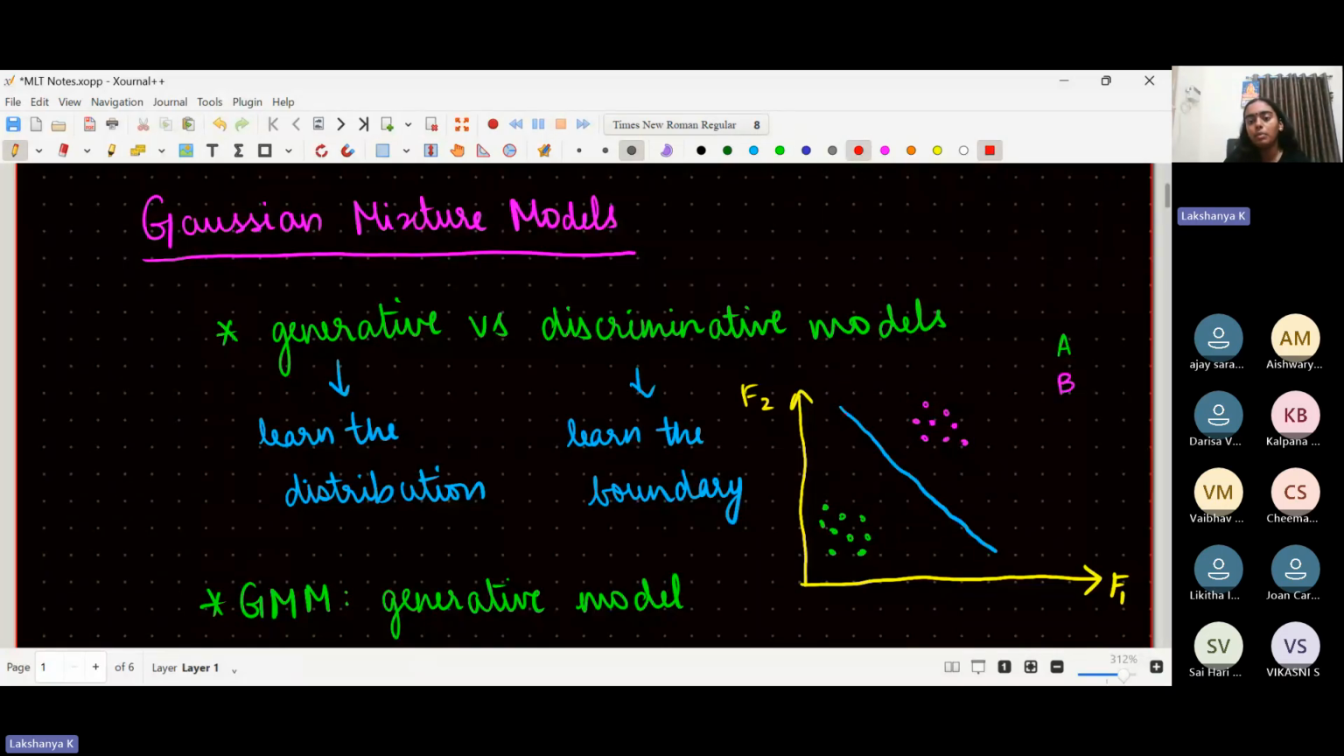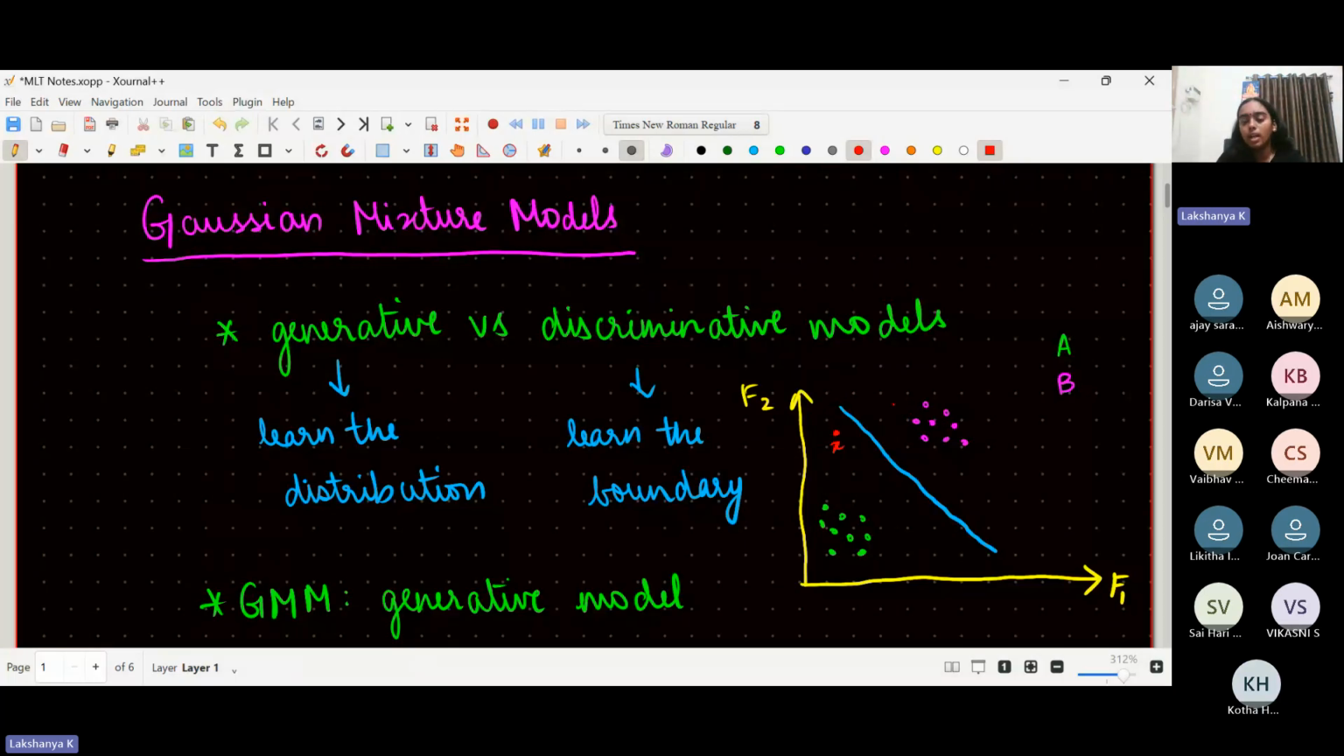Now, if I want a model to perform classification, so when I give it a new data point, let's say this orange point, which I'll call X, I want this model to classify whether it belongs to class A or class B. There are two different approaches to this problem. One is a generative approach, the other is a discriminative approach.